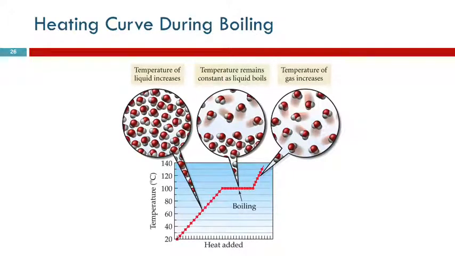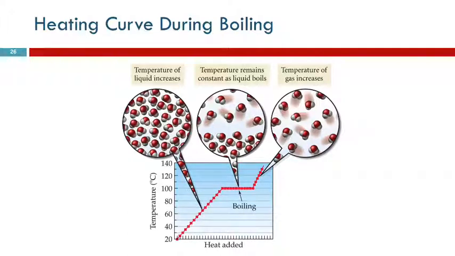So we said that the vapor pressure of a liquid increases as you increase the temperature. And the boiling point is where the vapor pressure is equal to the atmospheric pressure. So if we increase the atmospheric pressure, then we can cause the water to boil at a higher temperature.